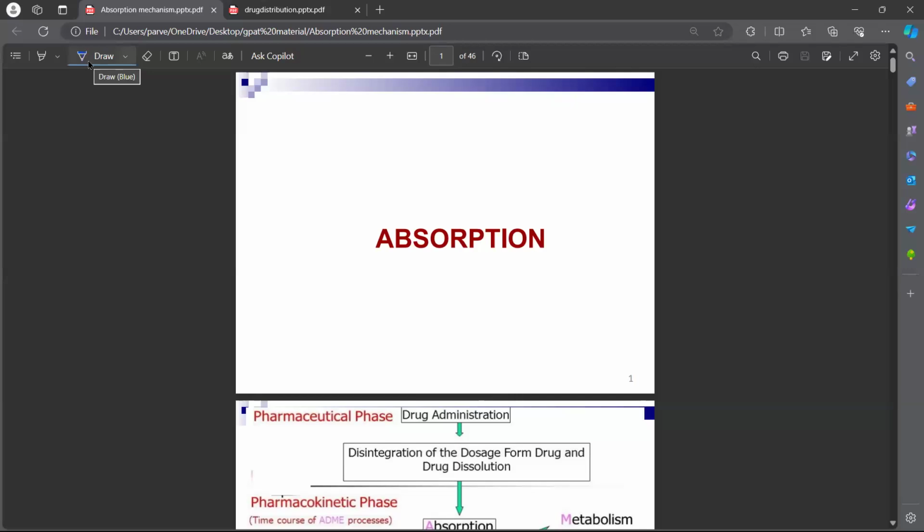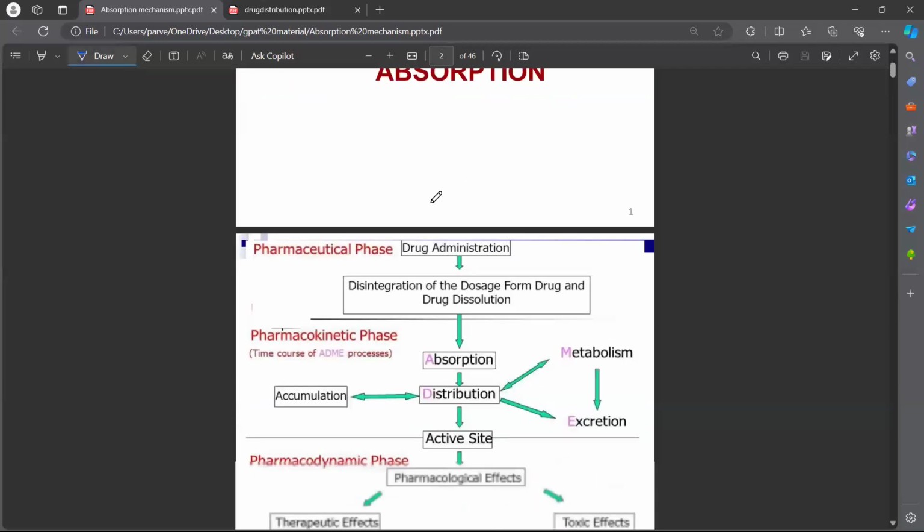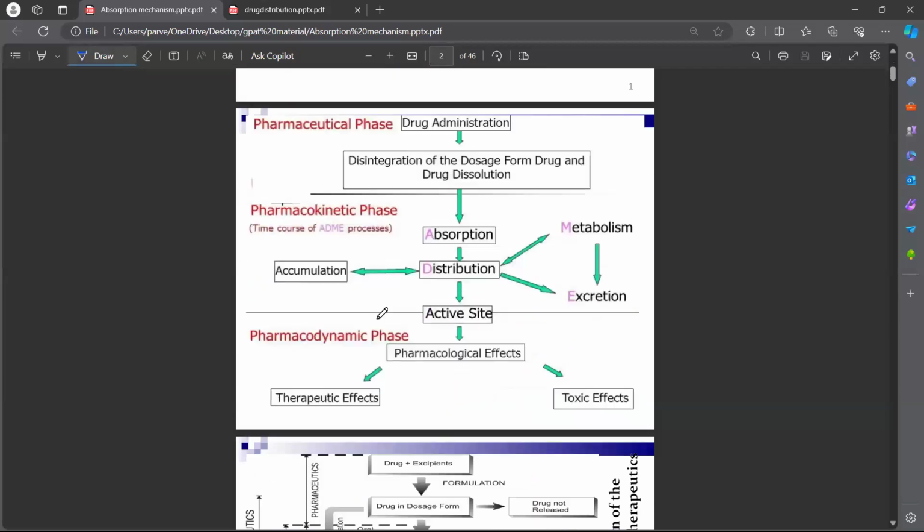So while we talk about absorption, whenever a drug is administered via the GIT route, this is how the fate of the drug looks. It mainly consists of three phases: the pharmaceutical phase, the pharmacokinetic phase, and the pharmacodynamic phase. The pharmaceutical phase includes the formulation of the dosage form and the release of the drug from the dosage form.